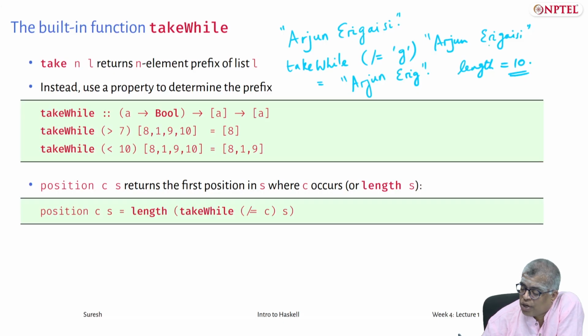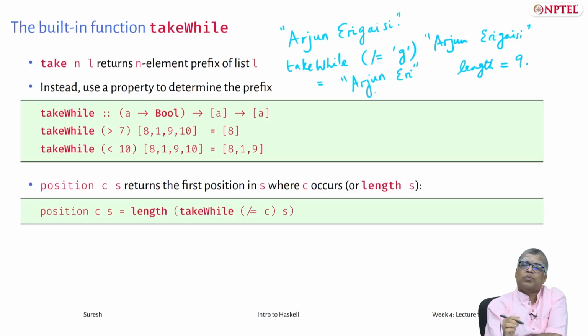Actually, not G equals this, so it shouldn't even include the G. It should just be Arjun Eri. So length is 9. And what is the first position in which G occurs? 0, 1, 2, 3, 4, 5, 6, 7, 8, 9, right. So this is the point. It returns everything before, and this is just the position, and you are returning the first position.